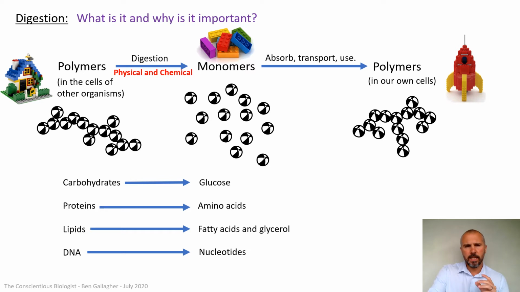Adding to this slightly, just on that digestion arrow, you'll see that I've now put in red physical and chemical. That's the how. Okay, to break down polymers, you can do it physically or you can do it chemically, and that's what we're going to look at next. So of these two forms of digestion, let's look at physical first, because that's the quickest one.